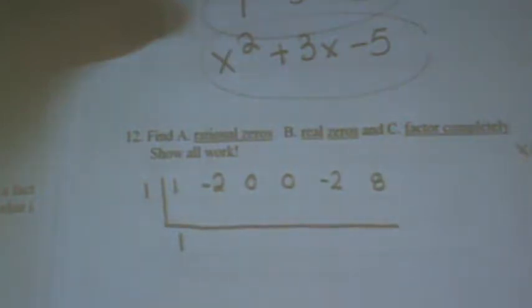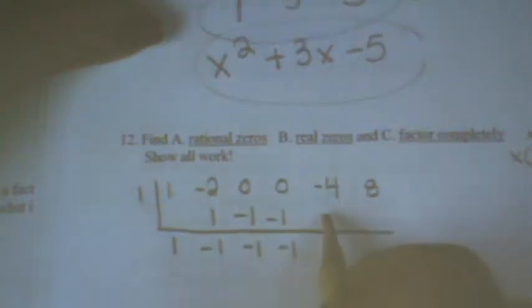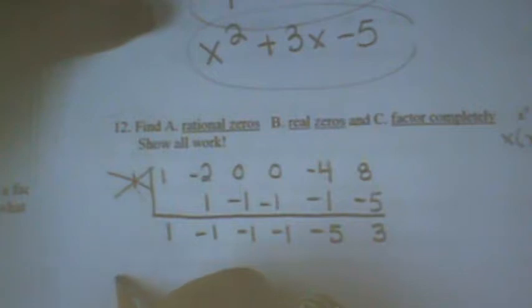Bring down the 1. It should be a -4 instead of a -2. Oh, I messed up. Yeah, that should be a 4. I copied it wrong. Is it right now? Yeah, now it's right. Bring down the 1. 1 times 1 is 1, add. 1 times -1, add. 1, -1, add. -1, add. -1, add. I did not get a 0 remainder, so 1 does not work. Let's try 2.